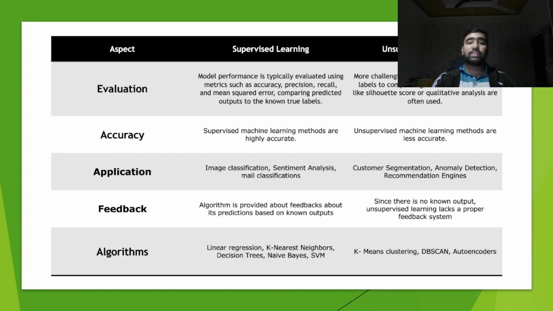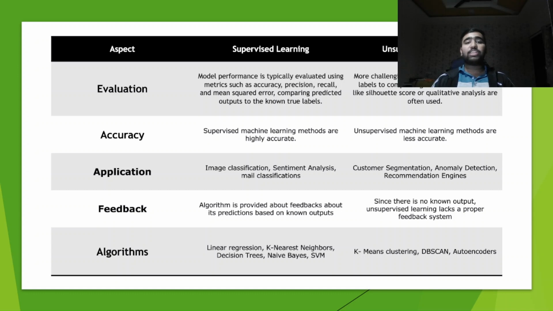Evaluation. Model performance is typically evaluated using metrics such as accuracy, precision, recall, and mean squared error, comparing predicted outputs to the known true label. As I have already told you, in supervised learning, since we know what the correct output is, it is easy to employ such evaluation measures to evaluate the performance of the model. Whereas in unsupervised learning, it is more challenging as there are no ground truth labels to compare against. Internal metrics such as silhouette score or qualitative analysis are often used.